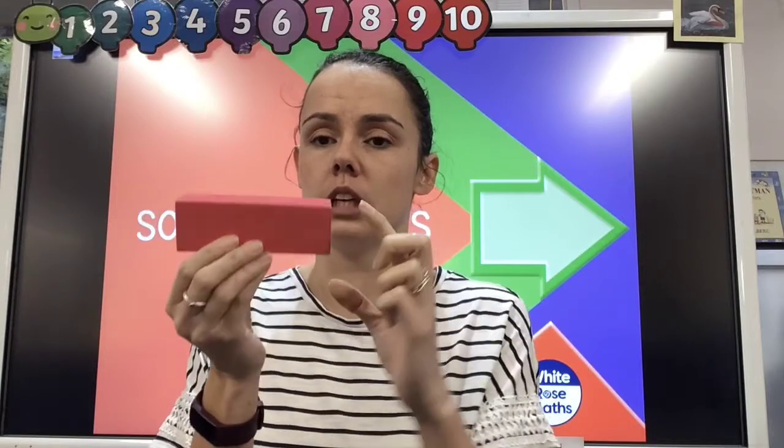What shape is this? Now I'll show you around it. It's got some rectangles. It's got squares at each end. What can you remember? It's a cuboid. Great work.